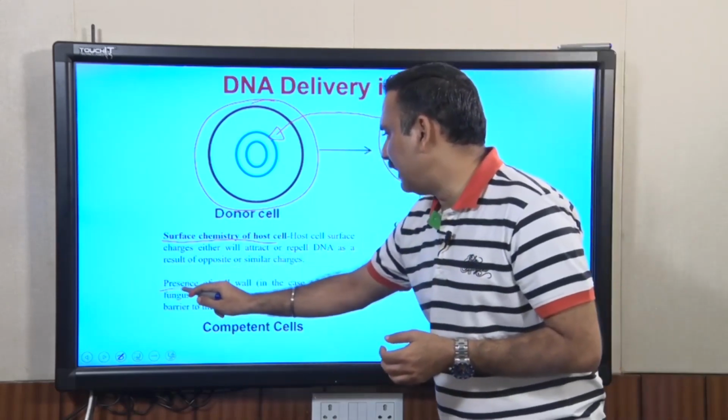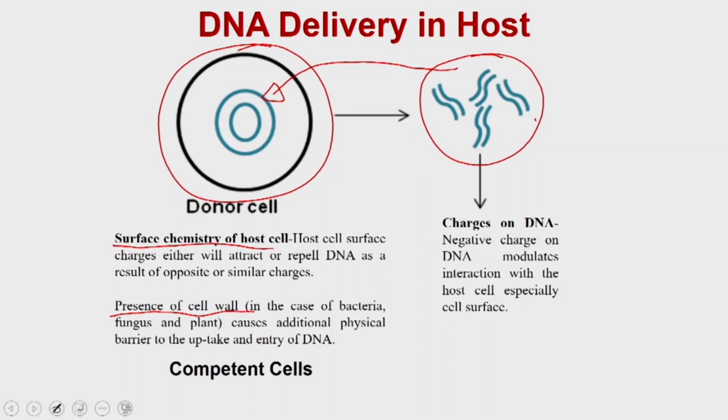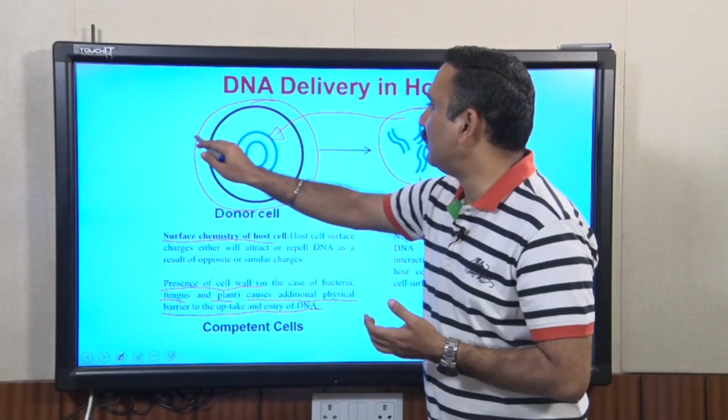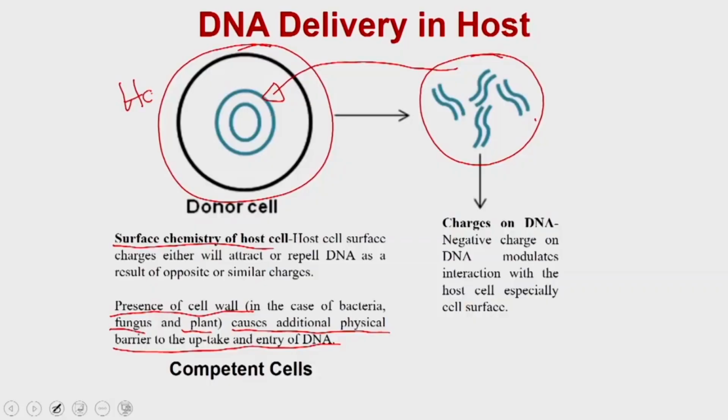For example, in the case of bacteria you have a very thick cell wall, which is also the case in yeast as well as plants. So, when you design strategies for these kinds of host cells, you have to encounter an additional physical barrier which will hinder the uptake and entry of DNA. So, this is the part of the host cells where you work on the surface chemistry, so that it will facilitate the entry of the recombinant DNA.